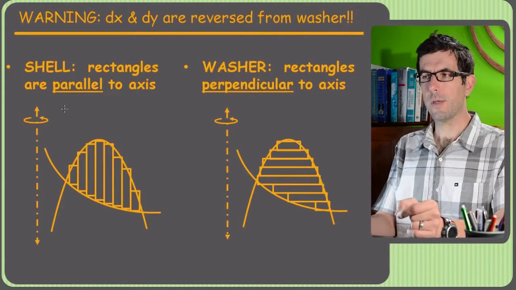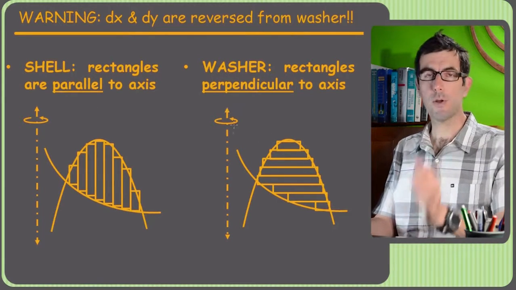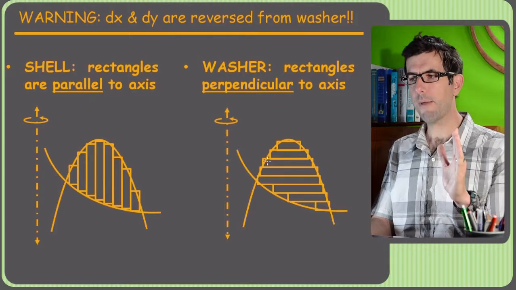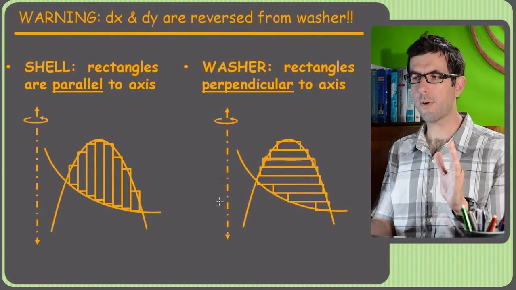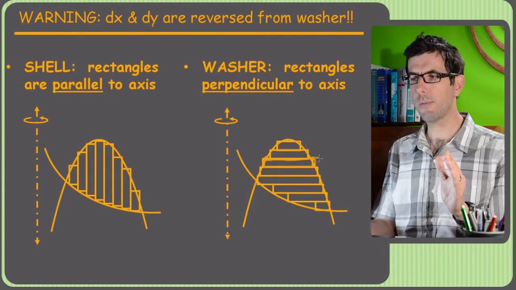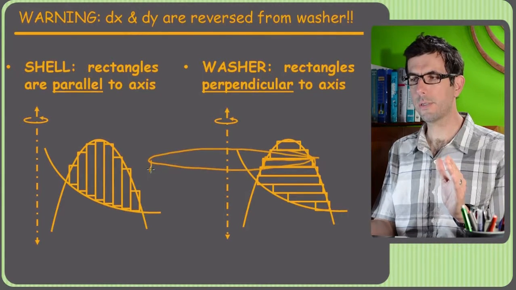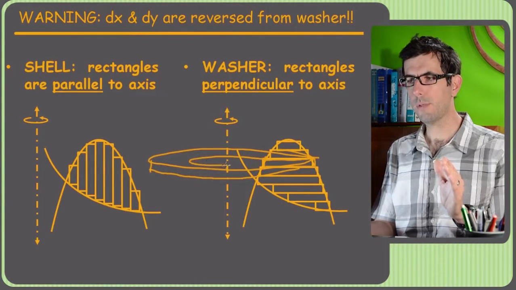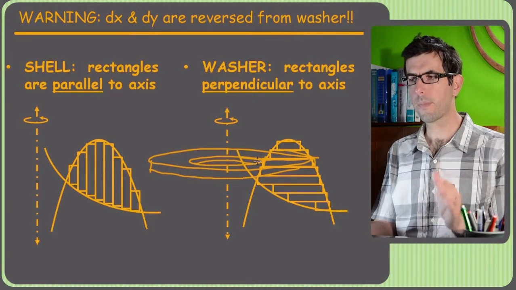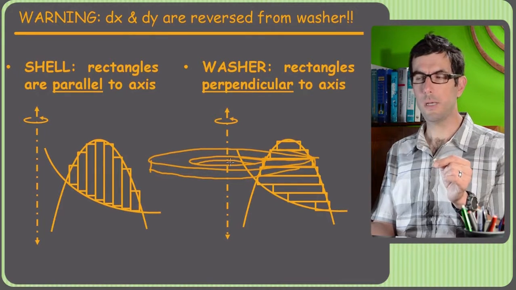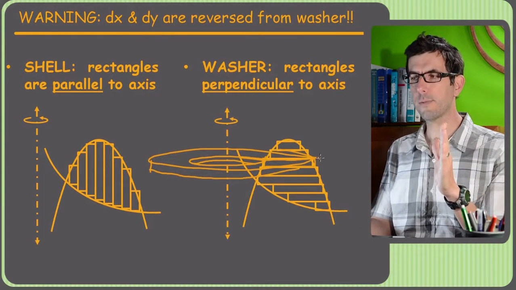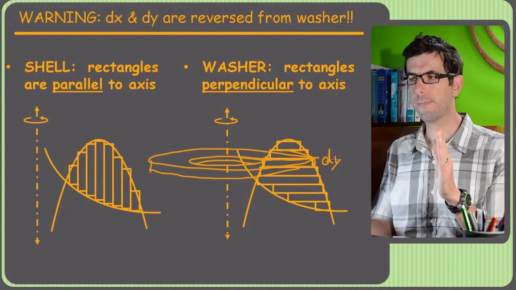So, with the washer method, if we had a vertical spin axis, that means we have horizontal little rectangles, right? Because if you spun a horizontal rectangle around a vertical thing, you end up with a washer shape, and that's how we ended up with flat washers with holes in the middle. So the vertical spin axis was a dy problem.